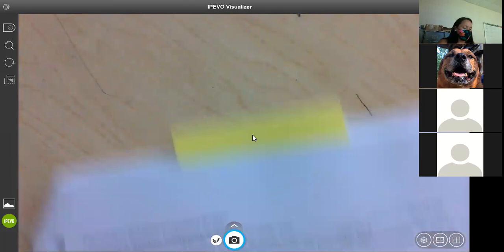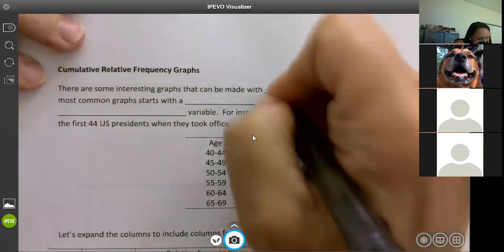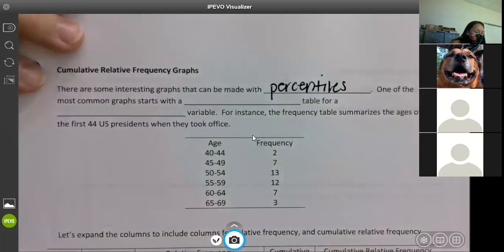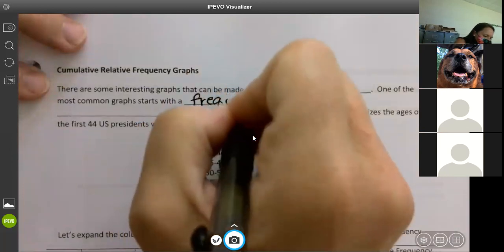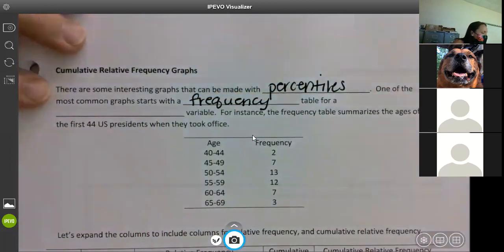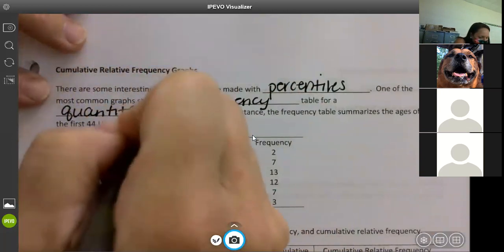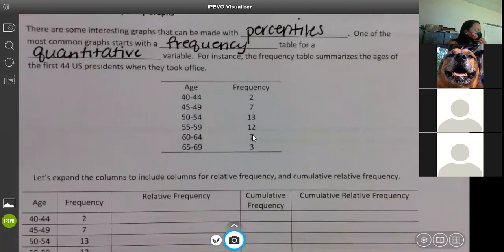All right, cumulative relative frequency graphs. There are some interesting graphs that can be made with percentiles. One of the most common graphs starts with a frequency table for a quantitative variable. For instance, the frequency table summarizes the ages of the first 44 US presidents when they took office. So how do we find relative frequency? Because we've already done this.